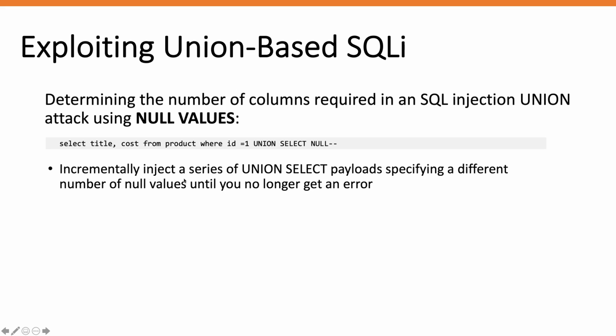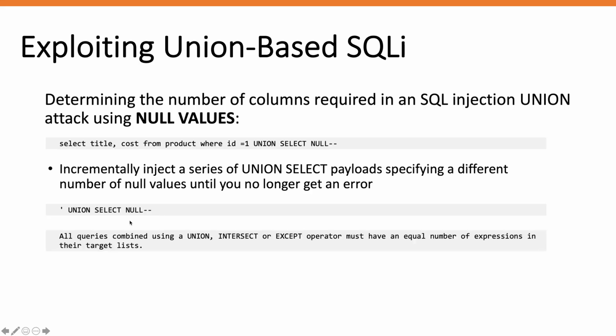So if you incrementally inject a series of union select payloads specifying a different number of null values until you no longer get an error, then you could figure out the number of columns that are required by a SQL injection. So for example, when I put this payload over here, it'll give me an error saying something like all queries combined using a union, intersect, or except operator must have an equal number of expressions in their target list. So it's telling me you're using the union operator, but your two queries don't have the same number of columns. And so I know that the query does not have only one column.